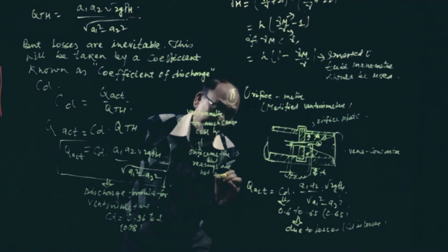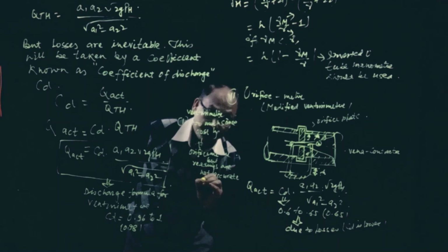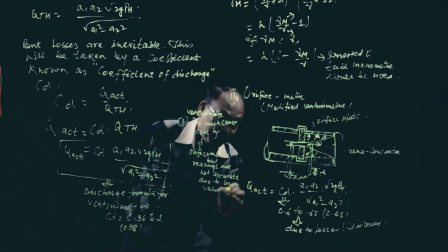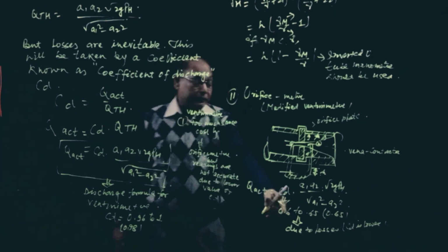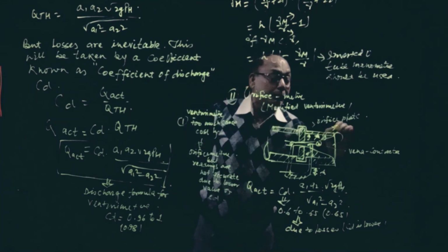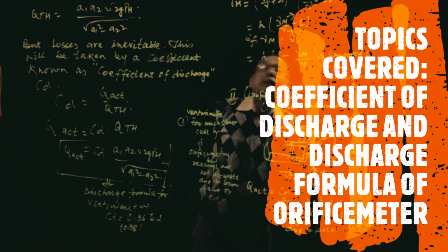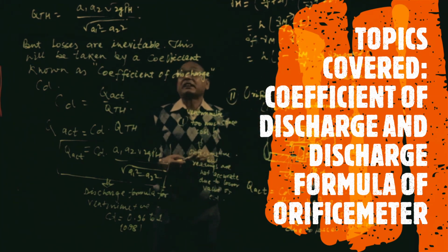Why are they not accurate? Because of the lower value of CD. That CD value is 0.62 to 0.65. That's why there are so many losses. These are called vortices. These vortices cause losses. The rest of the topic I will discuss in the next class. Thank you.